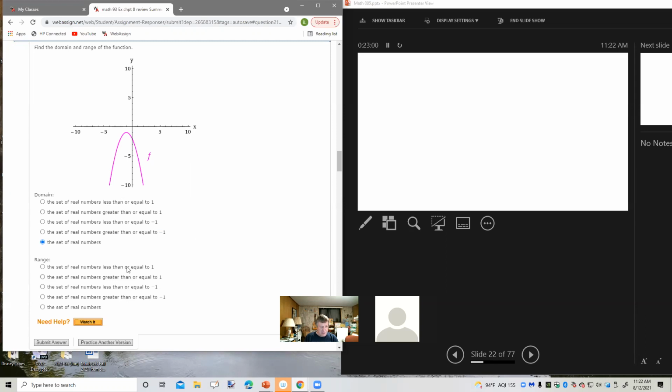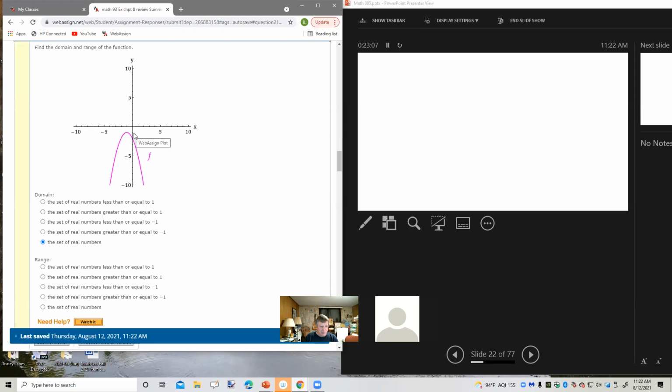So it's going to be from negative infinity up to this value right here. Well, according to our scale, that y value is -1. So it'd be the set of real numbers less than or equal to -1.